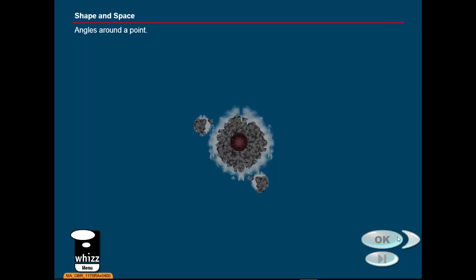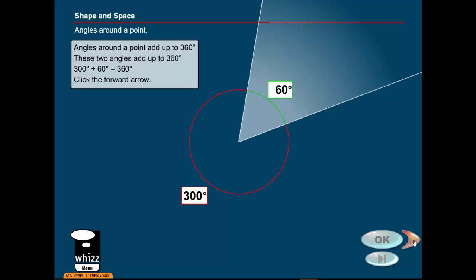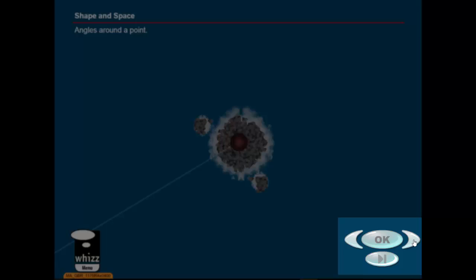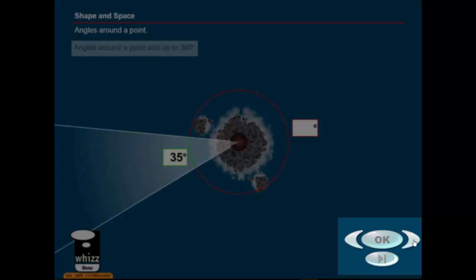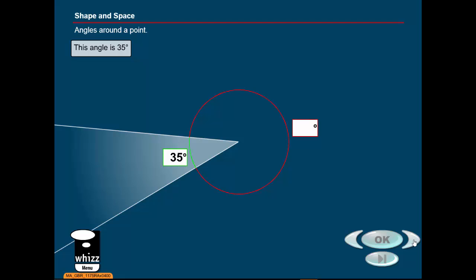Always encourage your child to listen closely to the teaching at the beginning of each exercise. Angles around a point add up to 360 degrees. These 2 angles add up to 360 degrees. Watch carefully that your child doesn't click through the teaching without listening or understanding the example shown. Otherwise, they tend to get stuck on the questions. If we know one of the angles around a point, we can subtract it from 360 degrees to find the other angle.